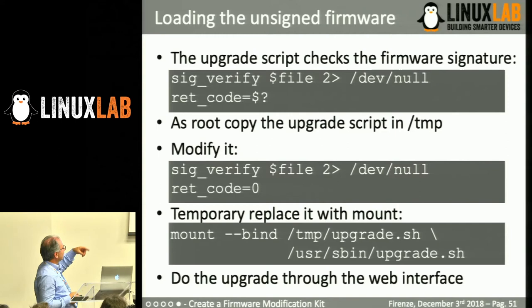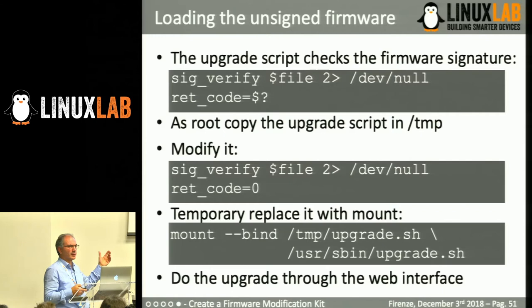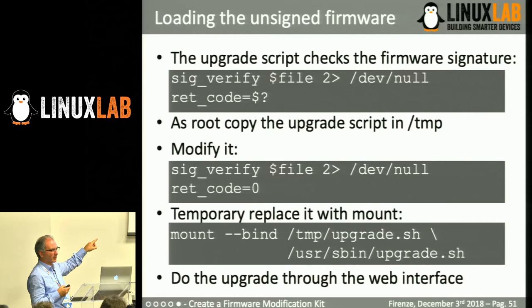Analyzing the upgrade script, we have seen that the SIG verify script has been used, and there is a function call that calls the SIG verify script and then returns the code of the SIG verify. We can copy this script in a temporary directory, change just one line of code so we always return true, also if the signature fails, and then we can temporarily replace this script with the one we have created in the temporary directory using the mount --bind.